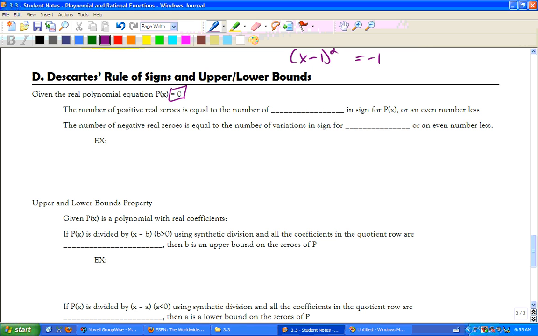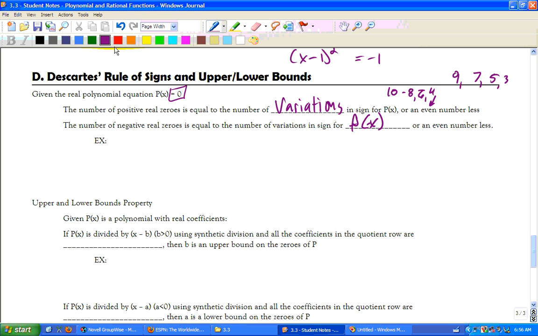The number of positive real zeros is equal to the number of variations or sign changes in the sign for p of x, or an even number less. Even number less just means whatever our original number of variations is, let's say 10, an even number less than that would be 8, 6, 4. If we started at 9, it would then be 7, 5, 3. You're just subtracting by 2 every time. The number of negative real zeros is equal to the number of variations in sign for, instead of p of x, p of negative x, or an even number less.